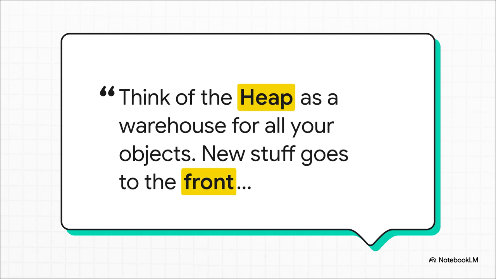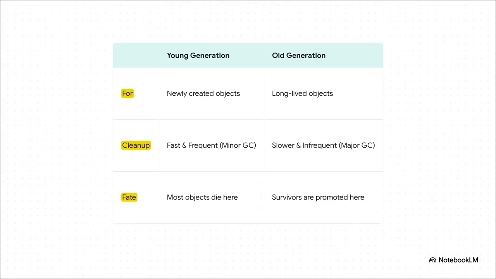And the JVM has a really clever system for keeping this warehouse organized based on how old the objects are. This system is called generational garbage collection, and it's based on one simple, kind of morbid observation. Most objects die young. So new objects are born in the young generation area, which gets cleaned up super frequently. But if an object manages to survive a few of those cleanups, it gets promoted to the old generation, which is cleaned out way less often. This makes the whole cleanup process incredibly efficient.